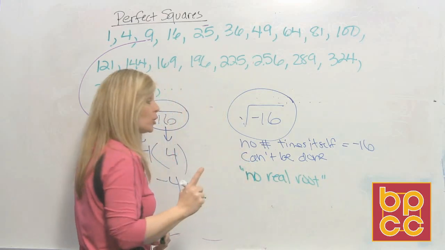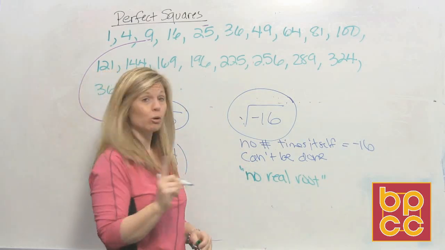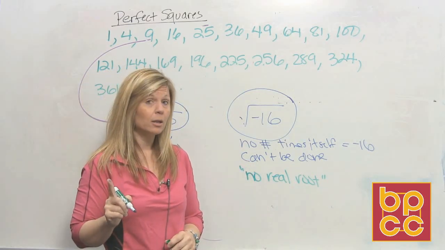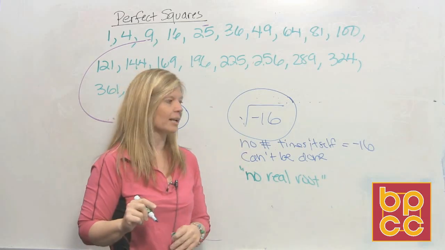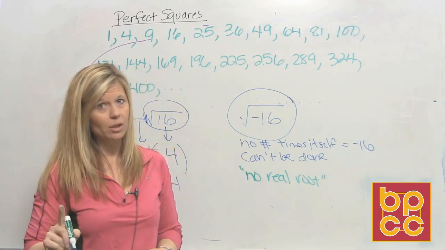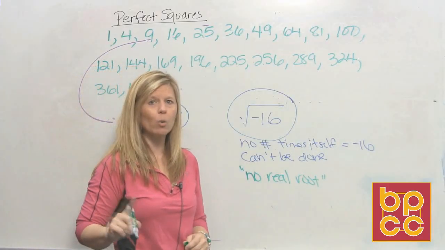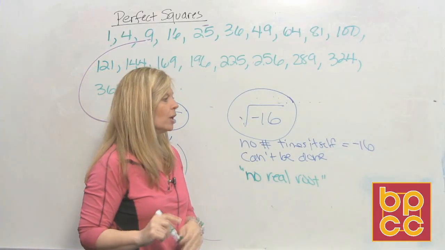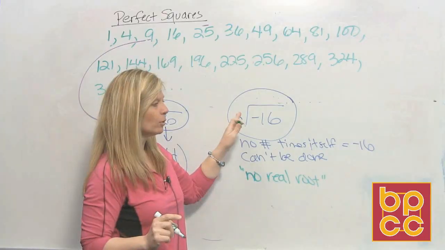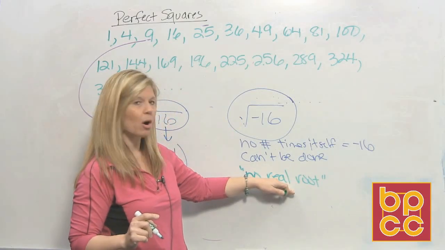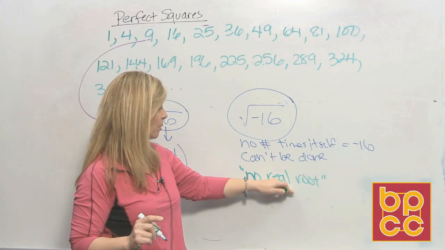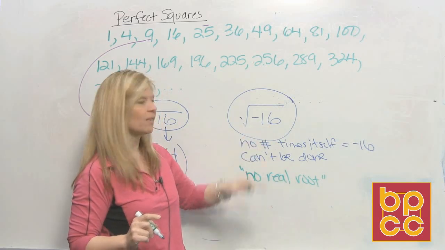Okay, it's very important you use the correct vocabulary. Don't you tell me the word undefined here, because undefined is only dealing with fractions with denominators of zeros. We're not dealing with that here. Don't you tell me no solution. No solution tells me when I'm working an equation. This is not an equation. When you cannot do a square root, you say there is no real root. Real means a number on the number line. There is no number on the number line that if you multiply it to itself would give you this.